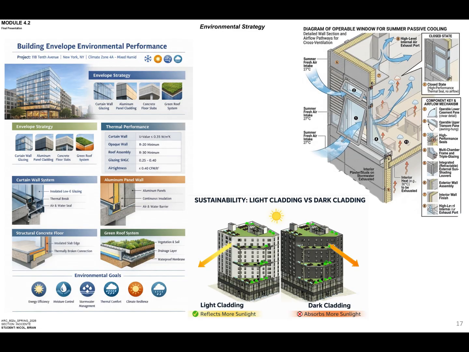We then continue on with our environmental strategy, looking first at the building envelope and the performance and what it should be at with minimum insulation, what kind of systems we should look at between the aluminum panel wall and the curtain wall system, what kind of goals we're looking at. Some of the items we're looking at, like using the cladding system as a sustainable solution, using light cladding over dark cladding to reflect sunlight instead of absorbing it, and then using operable windows for summer passive cooling.